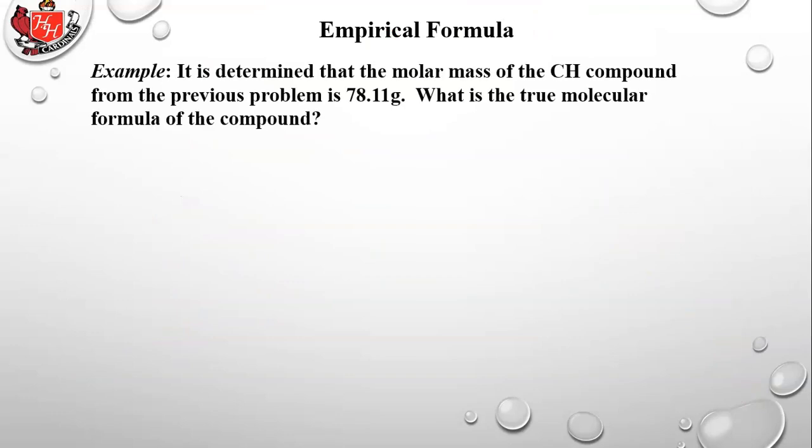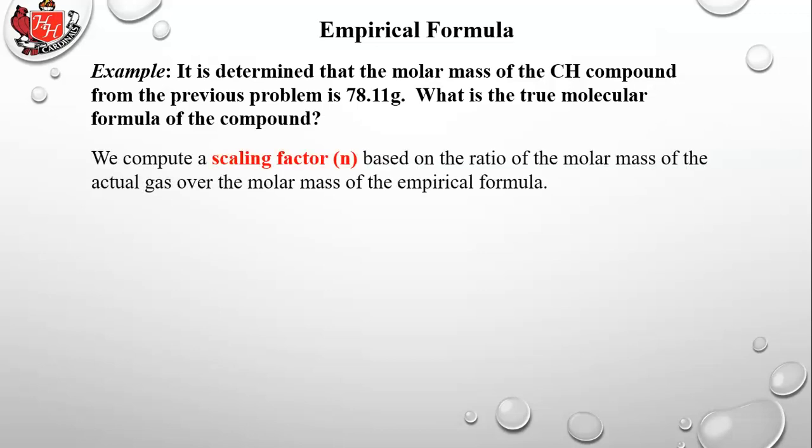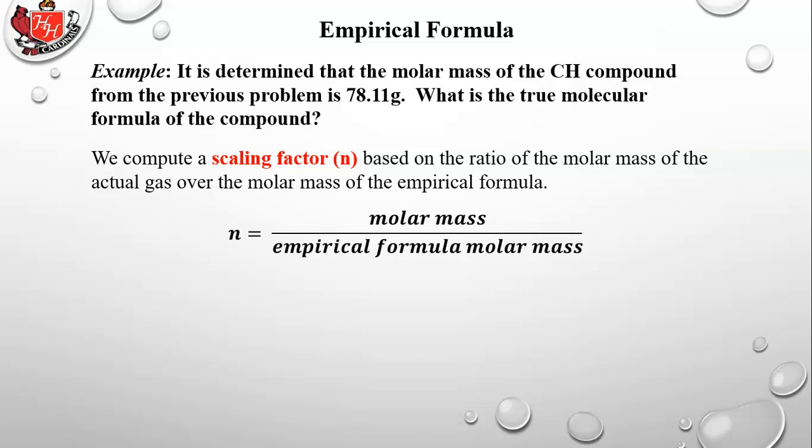Okay, so there we have it again. 78.11 grams is the actual molar mass for this unknown compound. So we compute a scaling factor, which we'll call letter N, based on the ratio of the molar mass of the actual gas, that's the 78.11, over the molar mass of the empirical formula. So we need to figure out what that is. So there's the formula. N equals molar mass of the actual compound, 78.1, over the empirical formula molar mass.